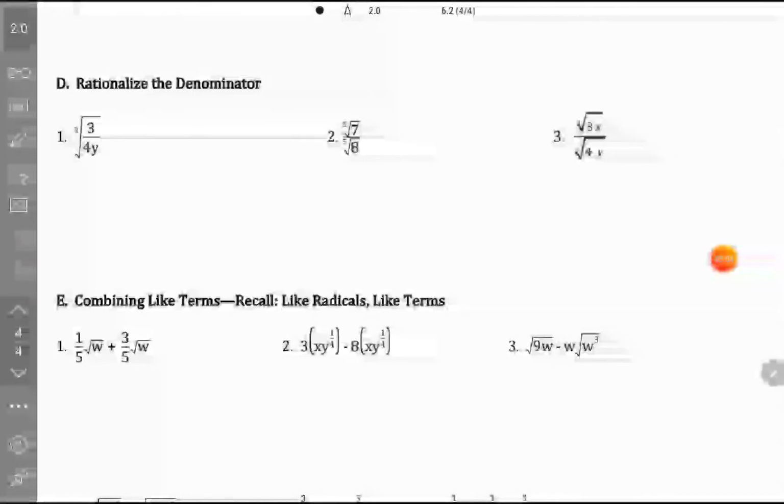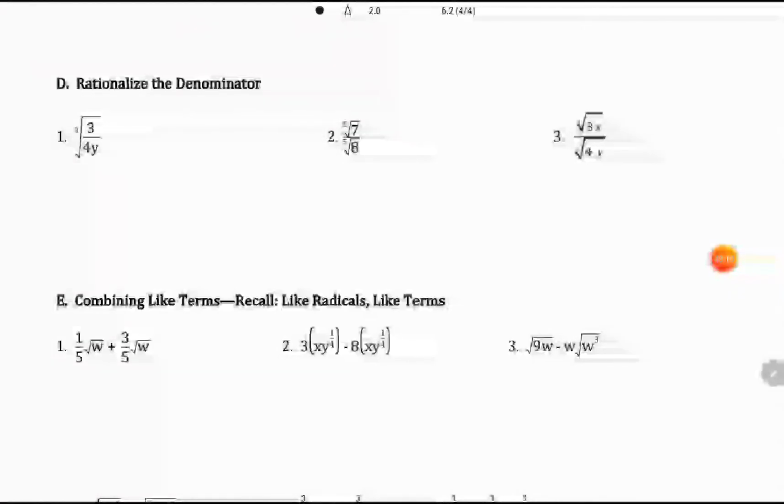Rationalize the denominator. Here we go. Cube root of 3 over the cube root of 4. So what do I need to multiply the bottom by to get rid of it? Okay, by the least amount. So let's look at 4 first. We're looking at perfect cubes. So we have 2 to the 3rd power, which is 8. Okay, that's what we're going to do. So we're going to multiply our 4 by 2.